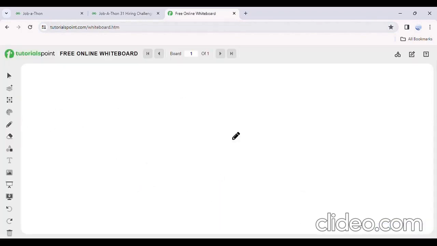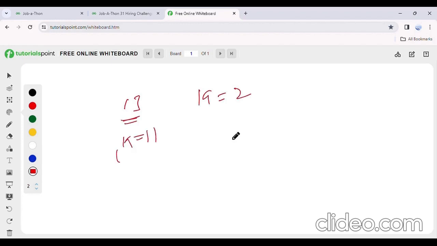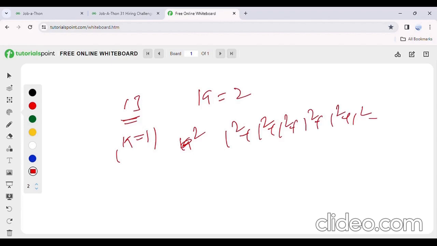So guys, we are moving to the question. Suppose we are given 13 and k is equal to 2. We can get this 13 by 1 power k, here k is 2, right? So 1 square plus 1 square plus 1 square, and so on, 13 times we can write, right? So we will get the answer 13.